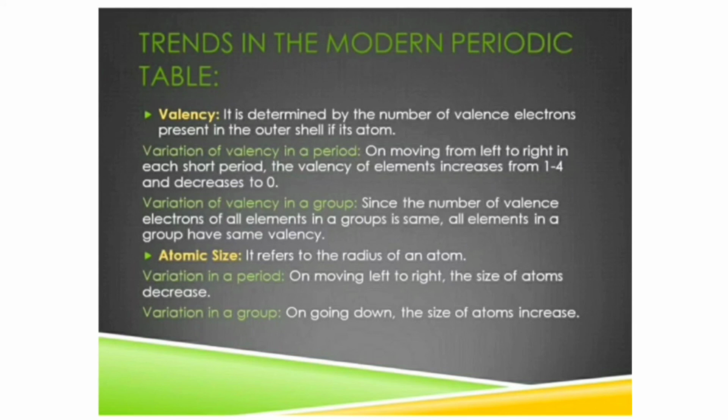Atomic size. It refers to the radius of an atom. Variation in period. On moving left to right, the size of the atom decreases. Variation in group. On going down, the size of the atom increases.